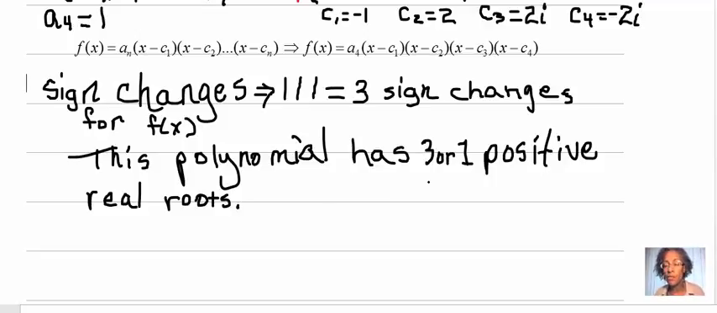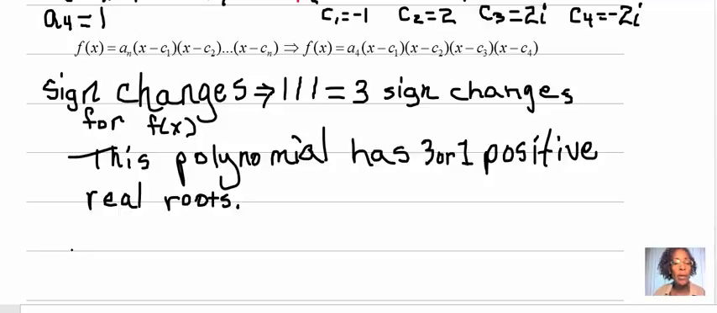The next positive even integer is 4, but if I subtract 4 from 3, I get a negative number, and I can't have a negative number of roots. So the number of roots has to be 0, 1, or positive. So in other words, this polynomial has either 3 or 1 positive real roots.